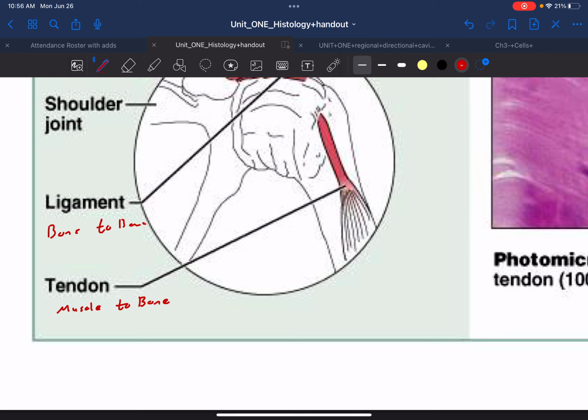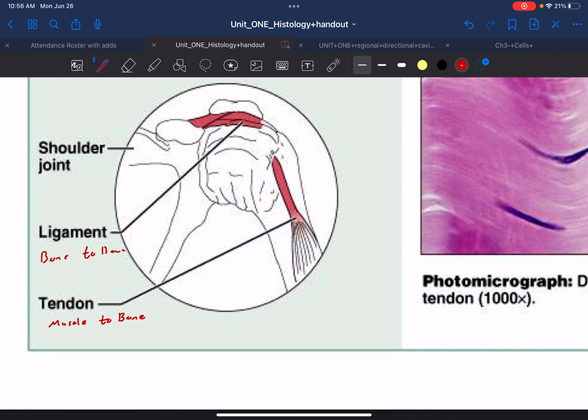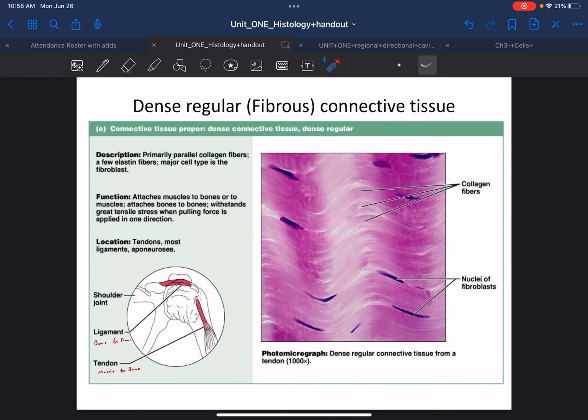And that's the difference between ligaments and tendons. Otherwise, they're made out of the same material. But again, one holds bone to bone, tendons hold muscle to bone. And they are made out of dense, regular connective tissue.